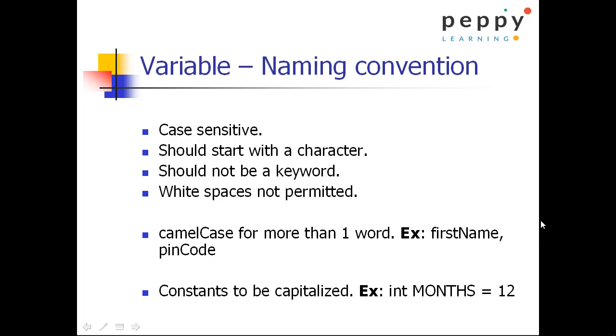Constants should be capitalized. Let's say months are always 12. If it is a constant, it is better to use completely uppercase letters. Choose full names rather than abbreviations. It's always better to use the full name than abbreviations when you are creating a variable.